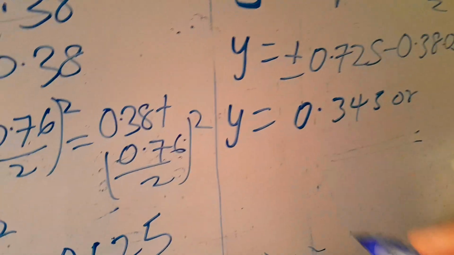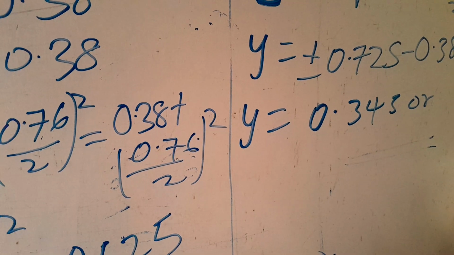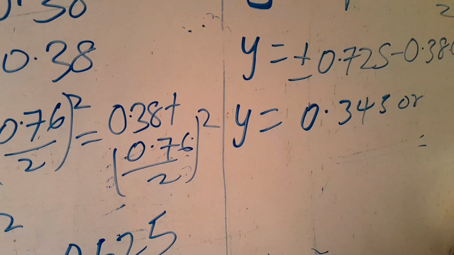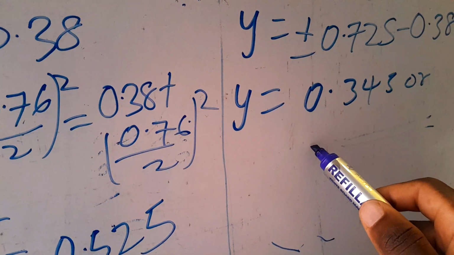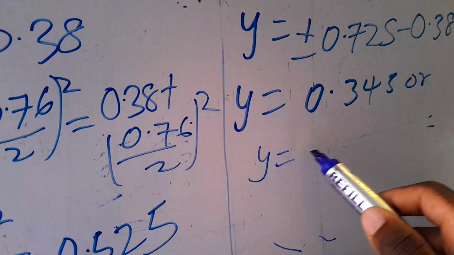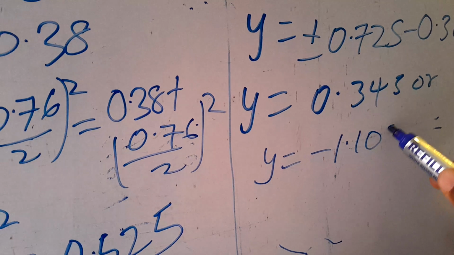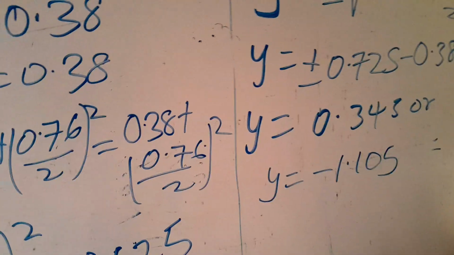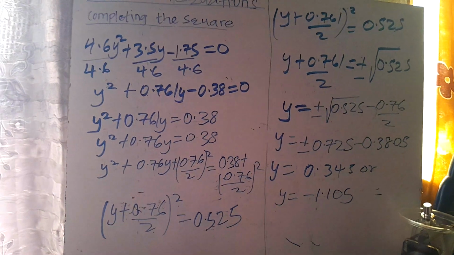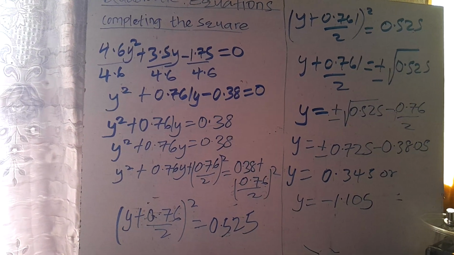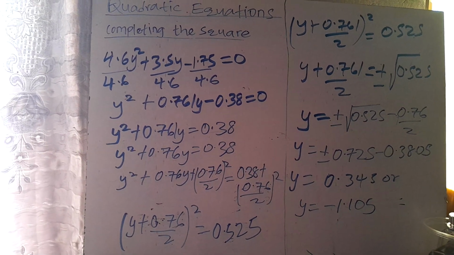or if you have the negative, you will get y is equal to negative 1.105. We have come to the end of our sums. That is our answer. You can check on the previous video to see solving through factorization.